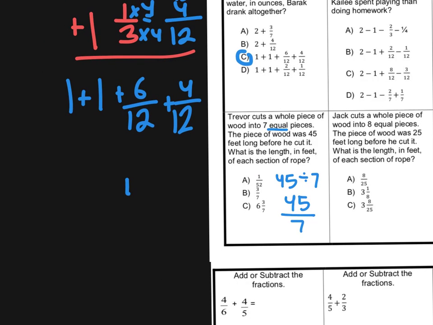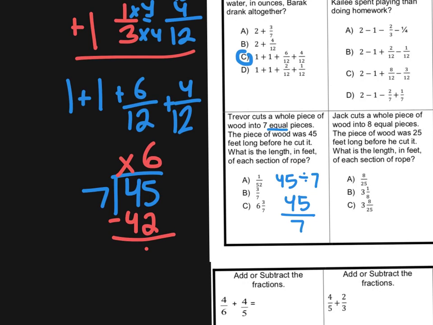So here's 45 being divided by 7. 7 cannot go into 4. It can go into 45 6 times, which gives you 42. Then you have 3 left. So then you will have 6 feet with 3 left out of 7. So you just did something called a mixed number. So the answer would be the letter C.